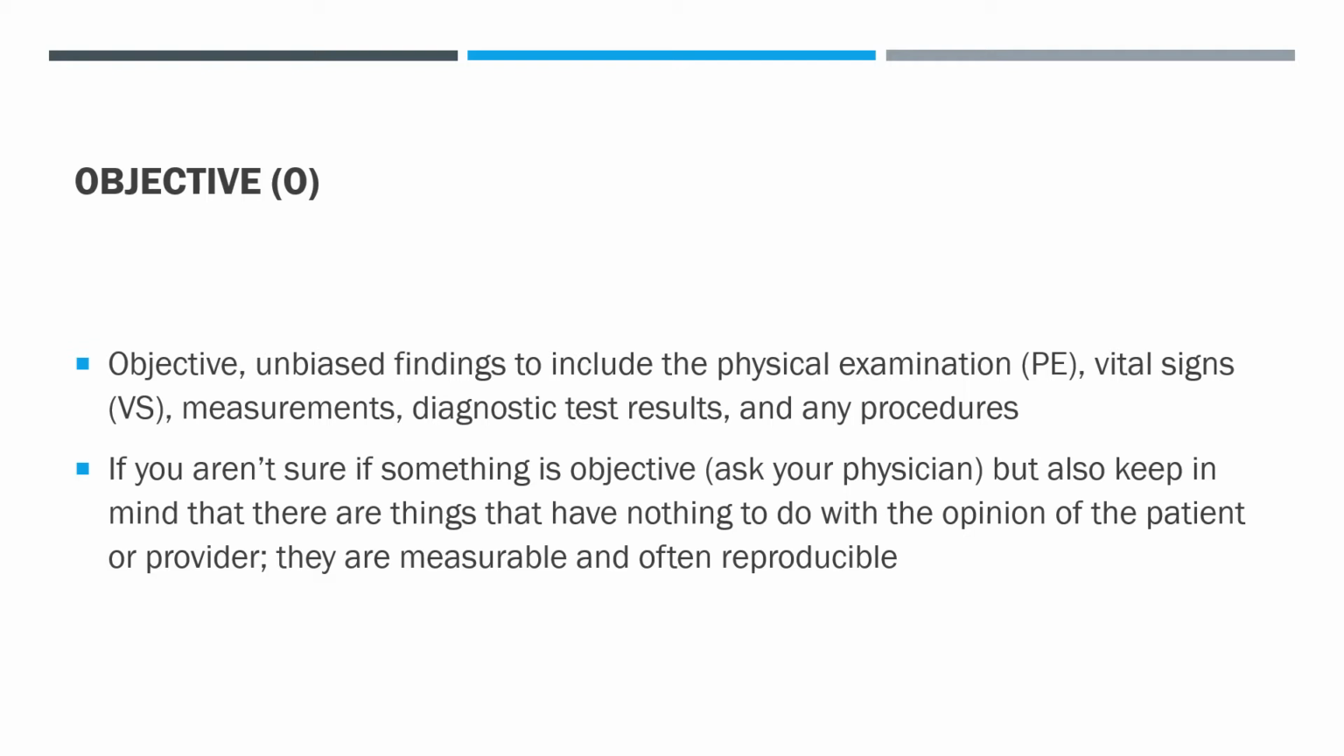Moving on to objective. So objective findings are unbiased and include things like the physical examination, vital signs, measurements, diagnostic test results, and any procedures. The way that I would remember objective information is that it's something that somebody could come in behind me and replicate, or look at the same data and see the same information. What a patient says might change from day to day or moment to moment, but diagnostic test results from this date and time are always going to be the same.